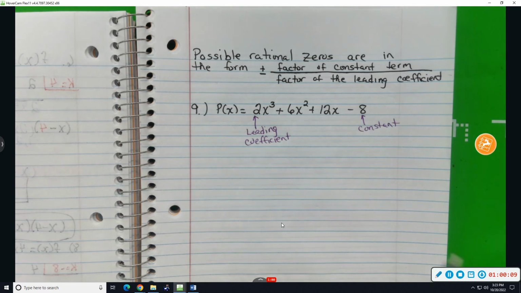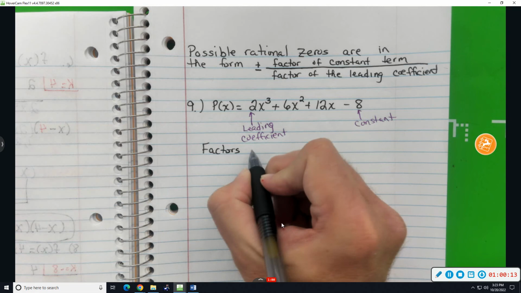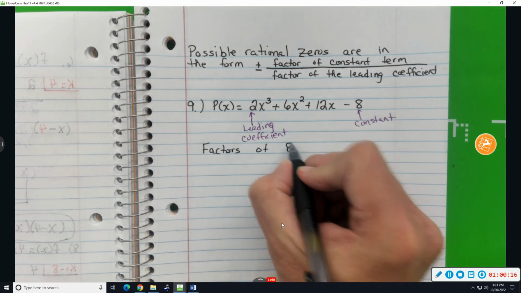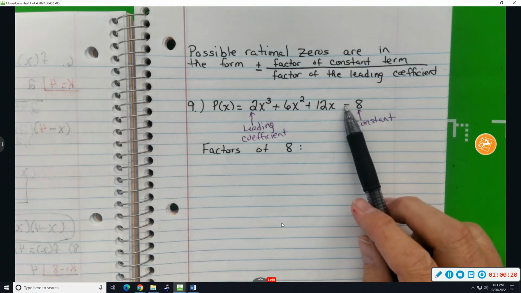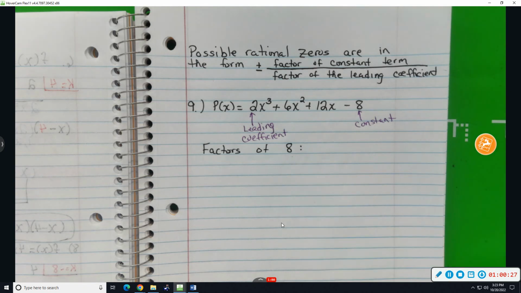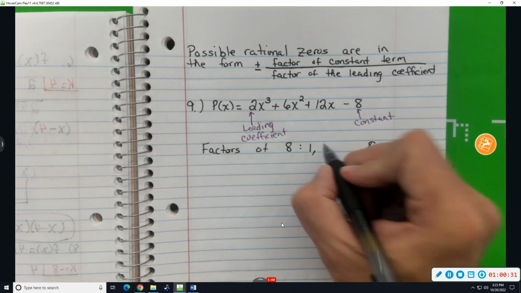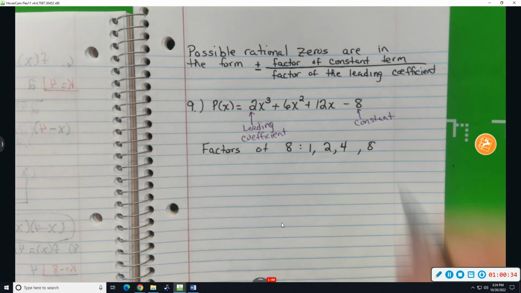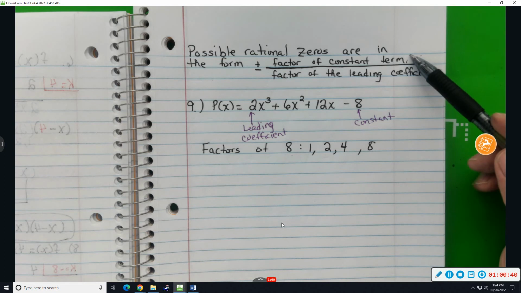So let's write out factors of 8. And you might think, well, what about the negative? Don't worry about that yet. What numbers divide evenly into 8? Could y'all list all of those out? 1 and 8, 2 and 4. So 1, 2, 4, 8. Those are the factors of 8. And those are the factors of the constant term.